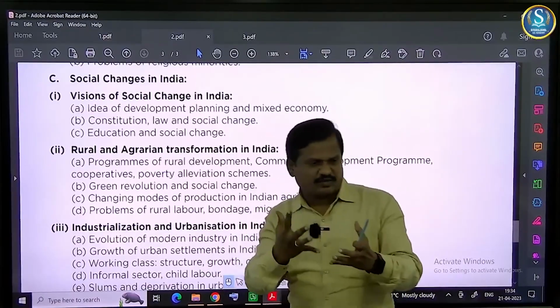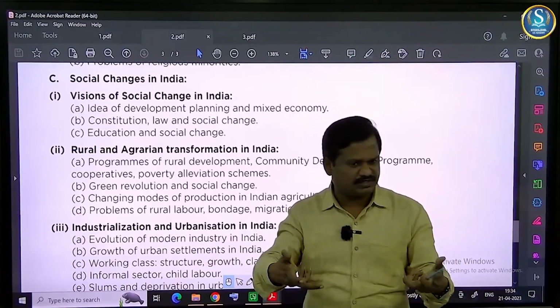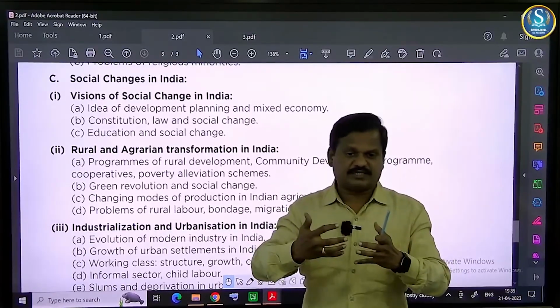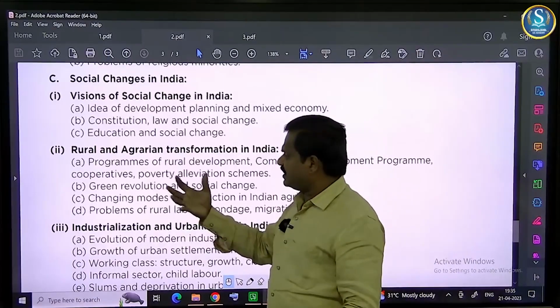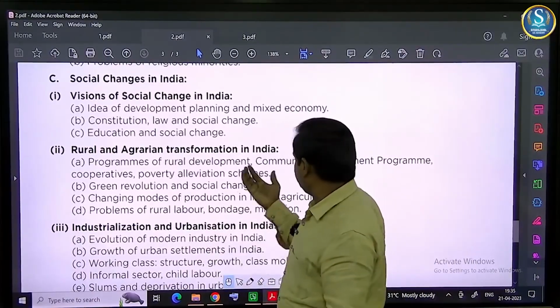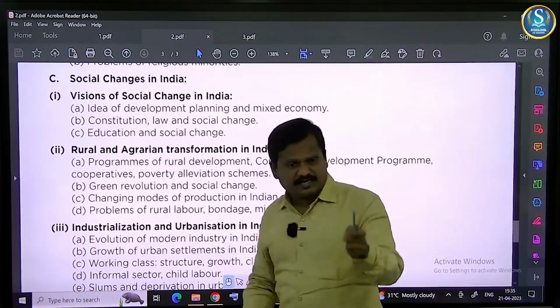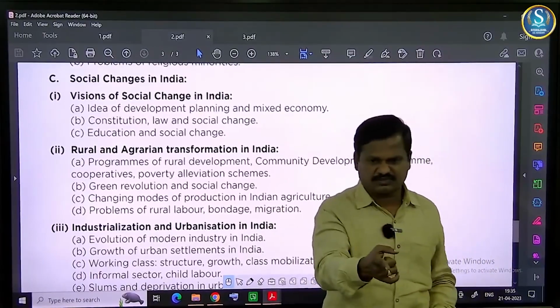Through education, you can change the society or not. You can give education to the people and society will change, because education changes your mindset. When your mindset changes, your society also changes. And there are some rural development programs through which you wanted to change the society. For example, community development program, poverty alleviation program. Green revolution we introduced to change the society. Land reforms we introduced to change the society.